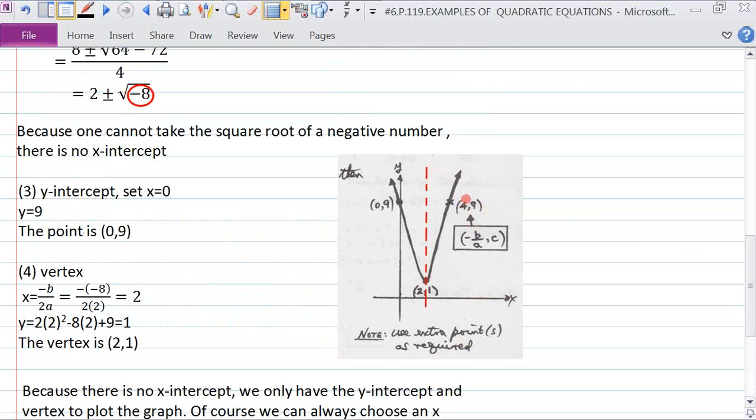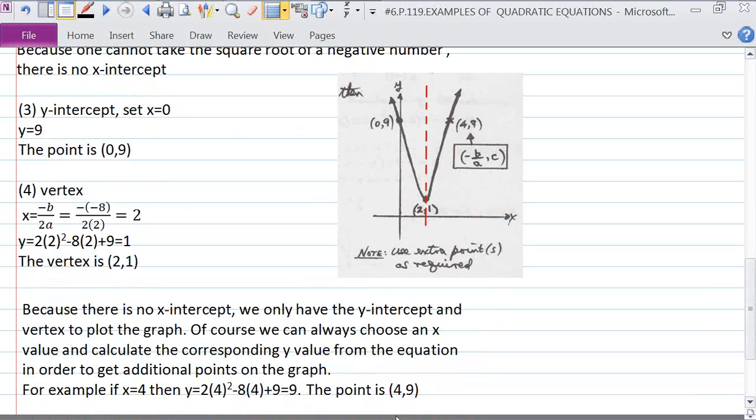Now, one additional note that you might want to make: the difference between 0 and 2 in terms of the x value is 2. So if you go another 2, you come to 4, which should be symmetrical, so that this value and this value should be the same, because 2 lies halfway between 0 and 4, and the y should be the same. But you can choose any value of x that you want, and so get more points.